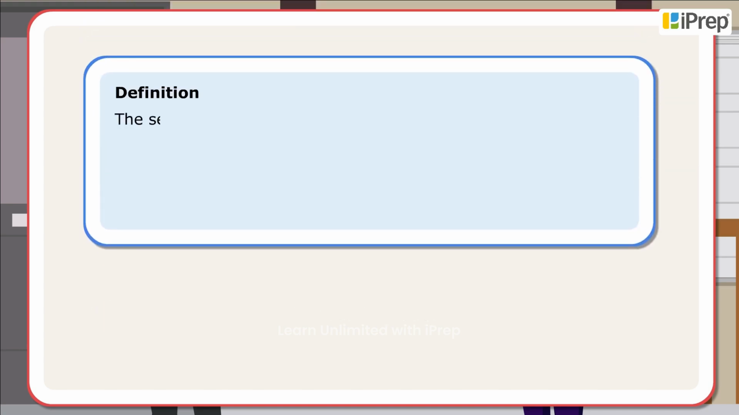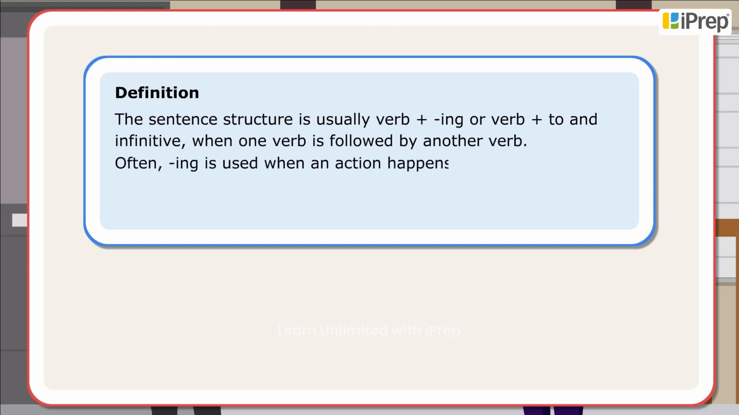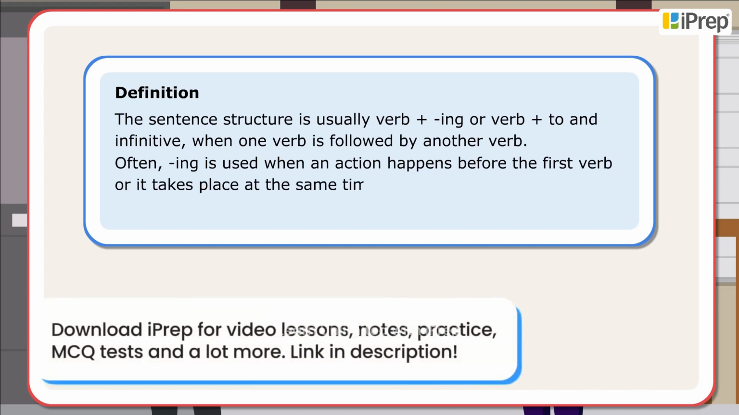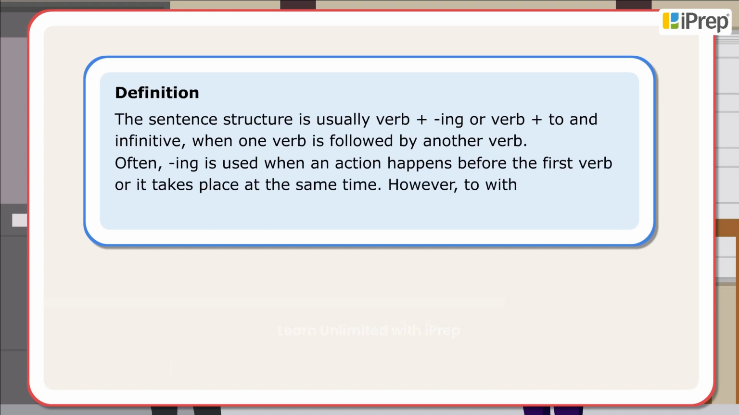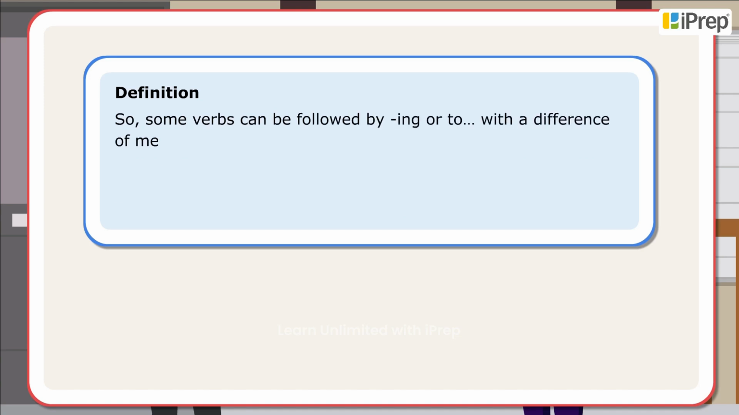Definition. The sentence structure is usually verb plus ing or verb plus to and infinitive when one verb is followed by another verb. Often ing is used when an action happens before the first verb or it takes place at the same time. However, to with infinitive is used after a verb when an action happens after the first verb. So some verbs can be followed by ing or to with a difference of meaning.